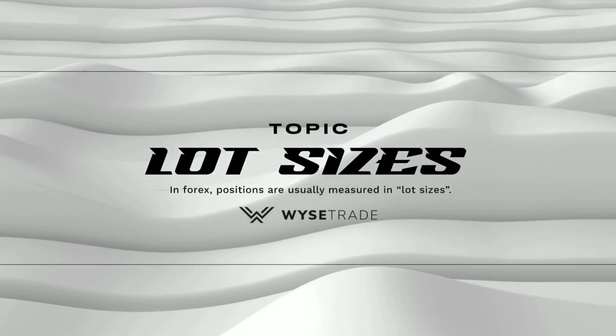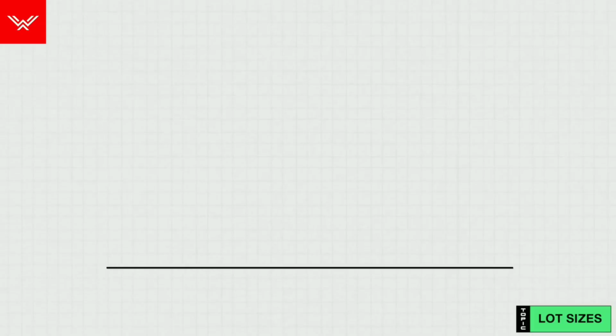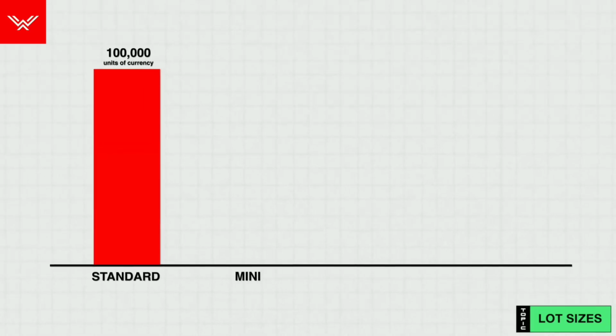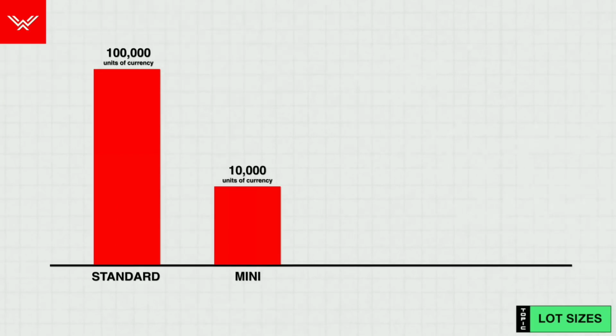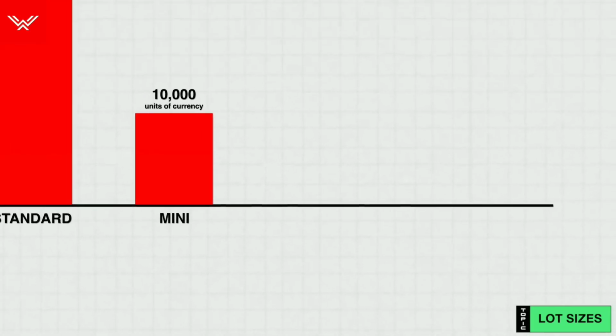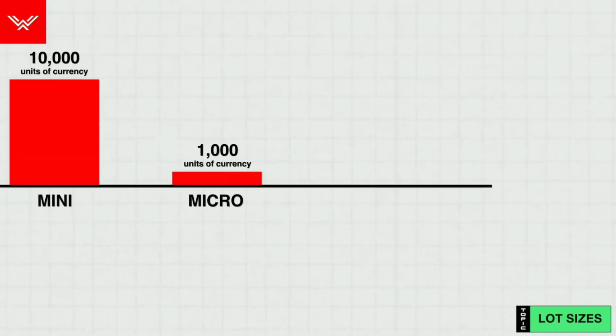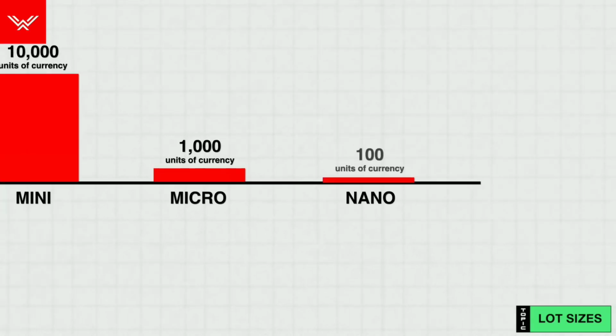Lot sizes. In Forex, positions are usually measured in lot sizes. A standard lot represents 100,000 units of the base currency. A mini lot is a tenth the size of a standard lot and represents 10,000 units of the base currency. A micro lot is 1,000 units of the base currency. And a nano lot is 100 units of the base currency.